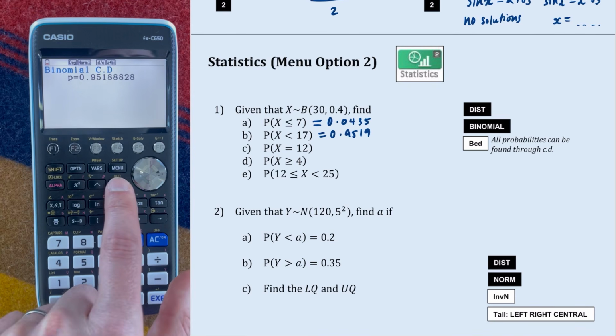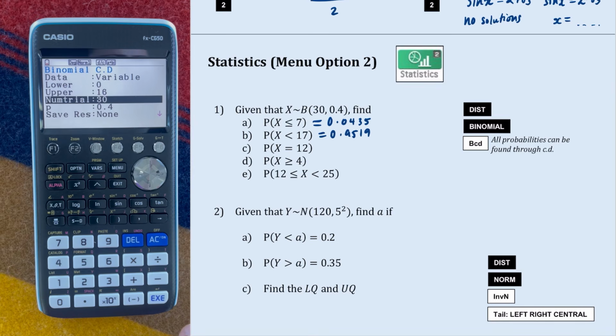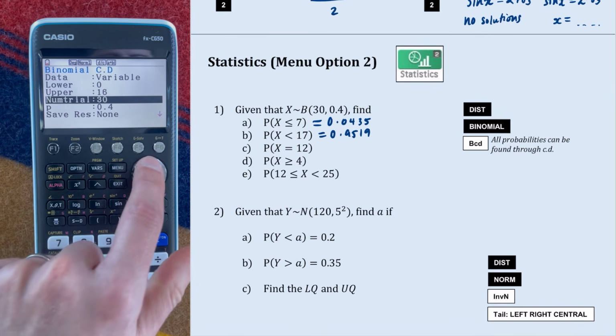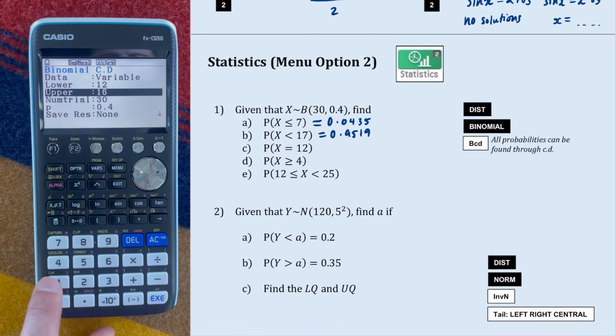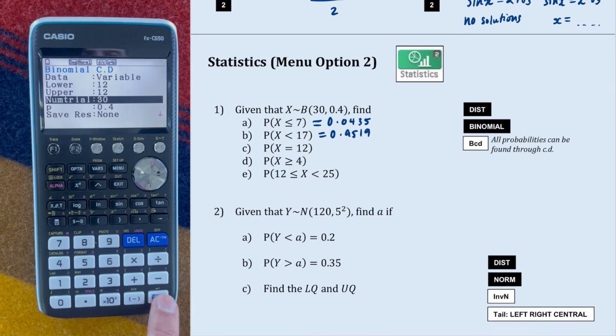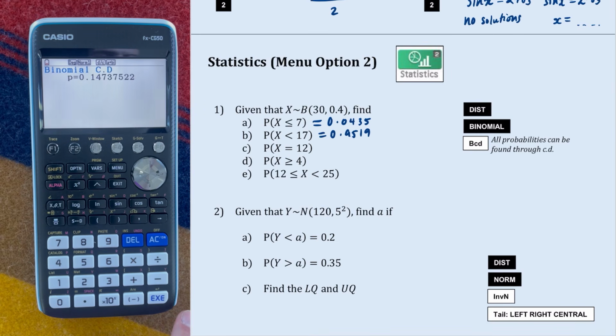Now here's one that maybe you haven't used before. It wants it to just be equal to 12. So because the lower and upper is always inclusive, I'm actually just going to put 12 as the lower, and I'm going to put 12 as the upper, and it's just going to find out the probability that it's equal to 12. No need to jump back and use BPD, the probability one, instead of the cumulative one. So when I press execute, it's actually giving me the exact probability.